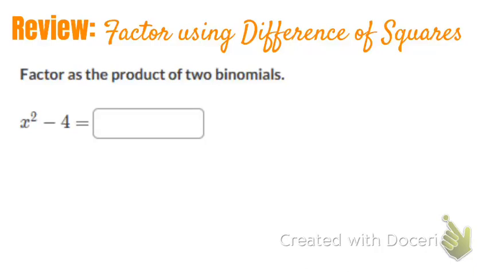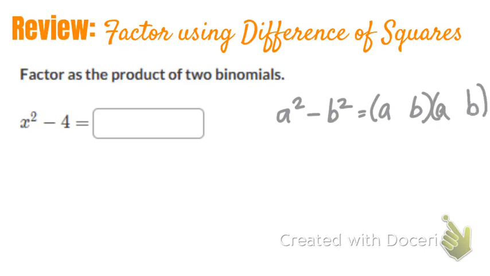Here we're going to factor using the difference of squares. So what the difference of squares tells us is that if you have something squared minus something squared, so a difference of something squared, you can take those two things that you're squaring, put them in parentheses, one is plus, one is minus.